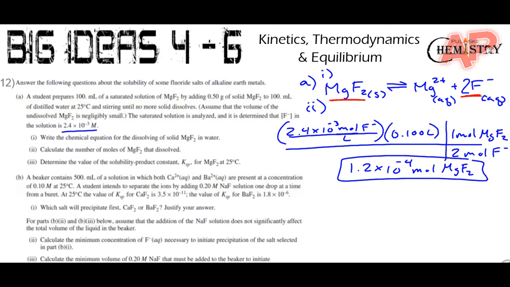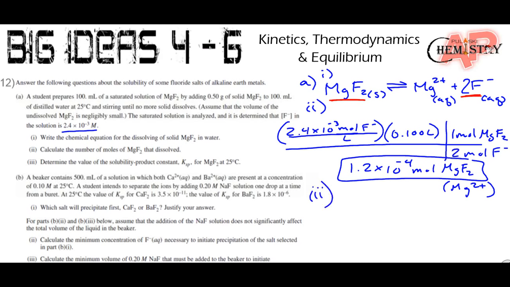Another way you could have thought about it is just figuring out the amount of Mg2 plus that dissolved, because that would be the same as saying the amount of MgF2 because it's a 1-to-1 ratio. Okay, so in theory, you could have said it just like that. So that could be of Mg2 plus.